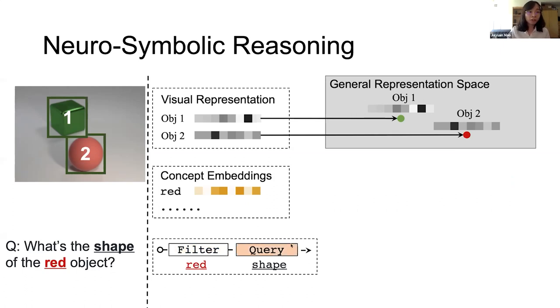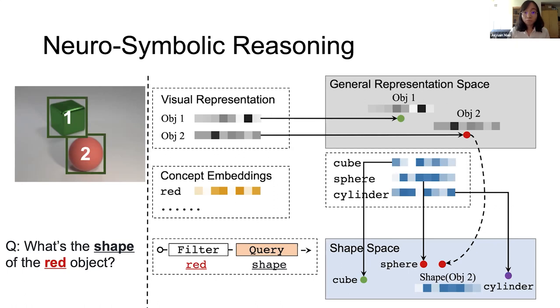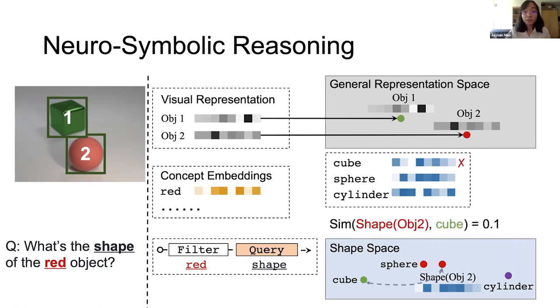Again, to query the shape of this object, we first use another small neural network to translate the original general visual representation into a shape space. Also, each shape concept in the CLEVR dataset, including cube, sphere, and cylinder, will correspond to different vector embeddings in this shape space. By comparing the cosine similarity between the shape representation of the second object and the vector representation of different shapes, we can classify the shape of this object. In this case, it gives us the answer sphere.